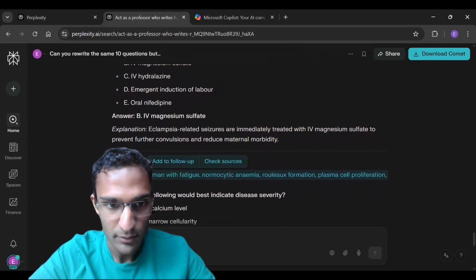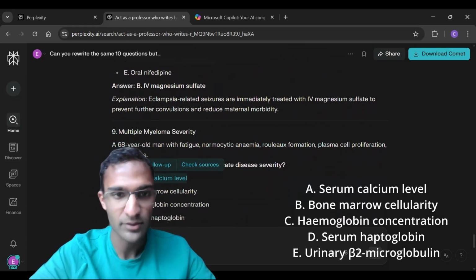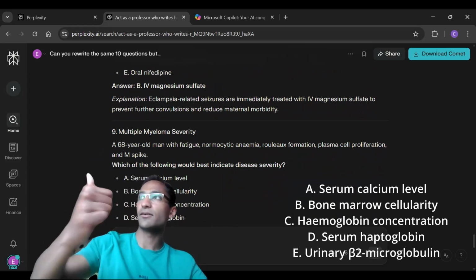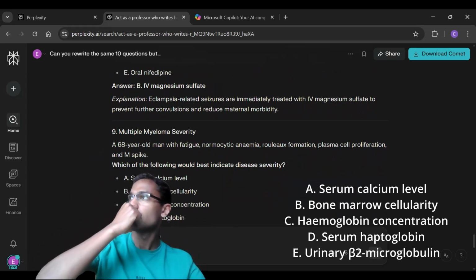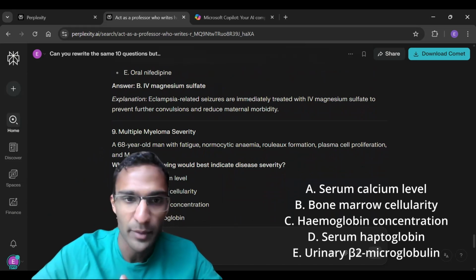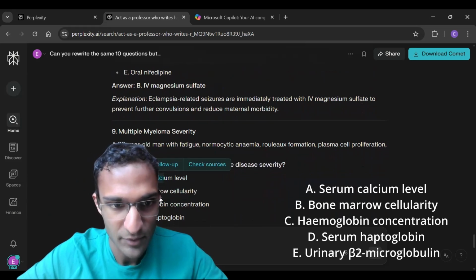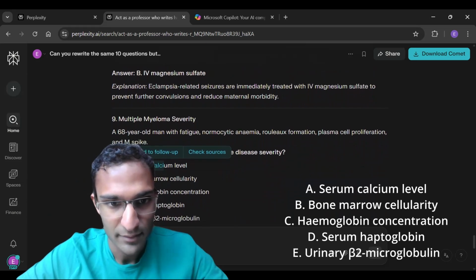All right. So disease severity. The CRAB features are hypercalcemia, so C for calcium, R for renal impairment, A for anemia, and I think B is bone or back pain. So best indicate disease severity. So this is our anemia. This is our calcium. I don't think haptoglobin's relevant. B2 microglobulin, I have no idea.